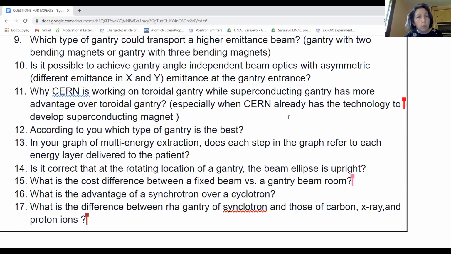Let me do that later. What is the difference between the gantry of cyclotron and those of carbon, X-ray, and proton ions? Okay, yes, so these two are kind of linked. So a synchrotron provides beam to the gantry with a very defined energy that you can decide upstream when the beam is still in the machine, and with some shape. A cyclotron provides you a beam at a fixed energy, and therefore, in order to go to the energy that you choose, you are obliged to insert some device that degrades the energy content, and then you select only one part with the correct energy.